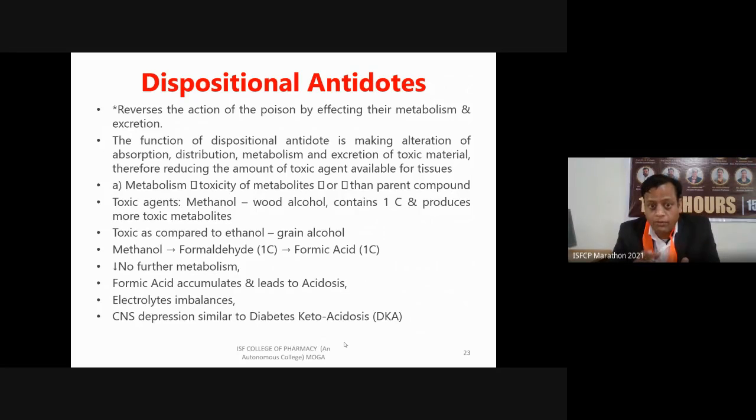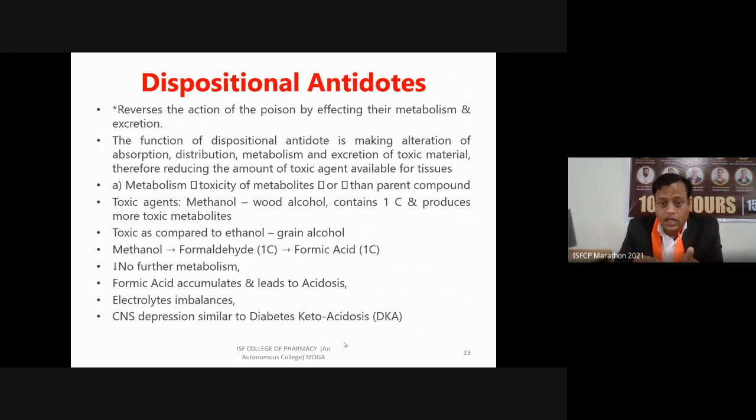Methanol forms different metabolites: first it converts into formaldehyde, and further it is converted into formic acid, which contains one carbon atom, and no further metabolism occurs after the formation of formic acid. So formic acid accumulates in our body and leads to acidosis. When methanol is metabolized into formaldehyde and then formic acid, the deposition of this formic acid leads to toxicity or acidosis.